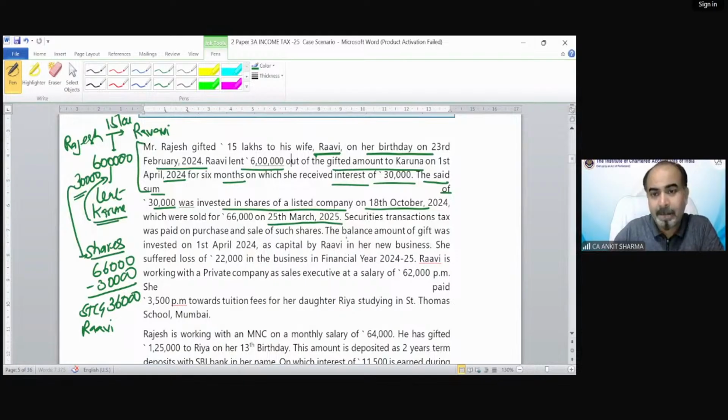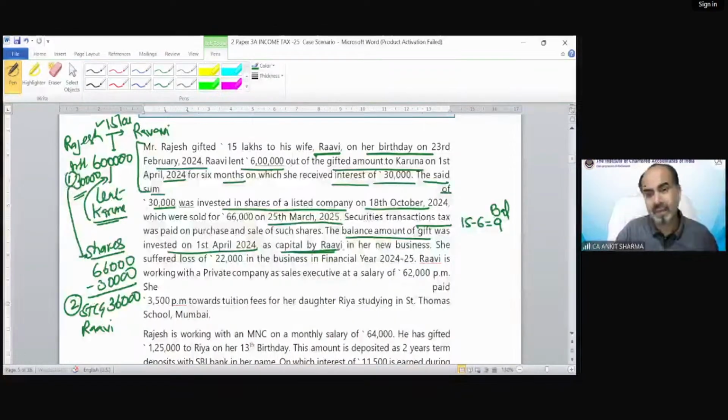Clear? The balance amount of gift was invested on 1st April 2024 as capital. So Mr. Rajesh has given 15 lakh. Out of that 15 lakh, 6 lakh she has lent to Karuna. From that she earned interest income. That is the first income of Ravi. Then this 30,000 has been invested to purchase shares of a specific company and sold for 66,000. So Ravi earned the second income of short-term capital gain. I'm just finding out the information because when we go for the MCQs, we will have all the information regarding this question. Now the balance amount of gift: out of 15 lakhs, 6 lakh has been lent to Karuna, so the balance amount is now 9 lakh. This balance amount of 9 lakh has been invested on 1st April 2024 as capital by Ravi in her new business.